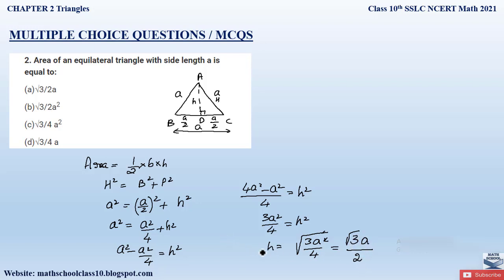Now we got the height value, so let us substitute in this area. So area is given by half into base, how much? It is A, and height is root 3A by 2. So this will be multiplying, we have root 3, then A into A will be A square, and in the denominator 2 into 2 will be 4. So area of an equilateral triangle with side length A is root 3 A square by 4. Option C, that is root 3 by 4 A square.